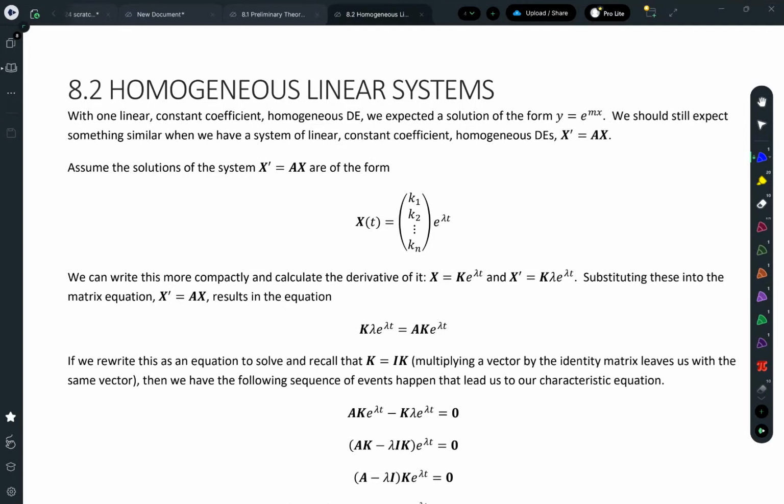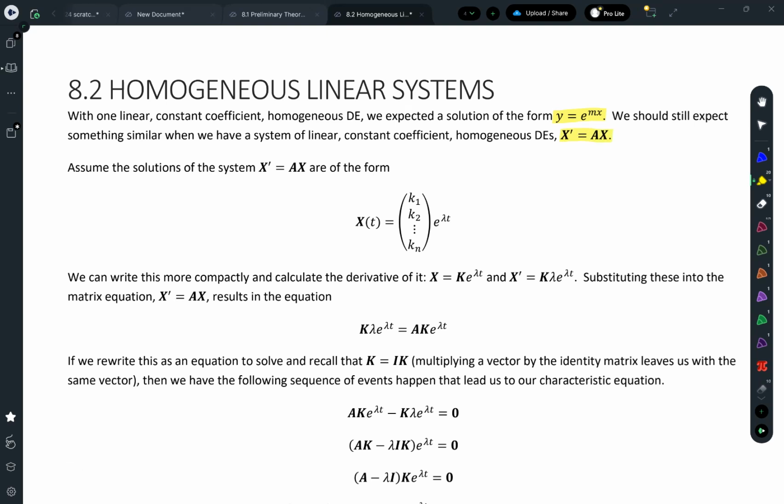Hello, today we're going to learn how to solve systems of differential equations using the eigenvalue problem. Remember when we had one linear constant coefficient homogeneous differential equation, we expected that we'd get a solution of the form y equals e to the mx. So we should still expect something similar when we have a system of linear constant coefficient homogeneous differential equations, x prime equals Ax.